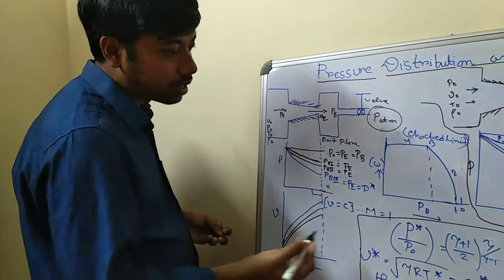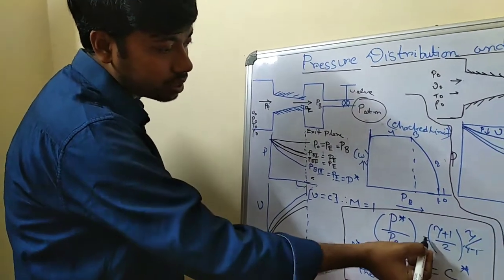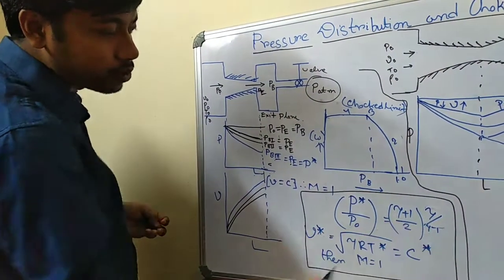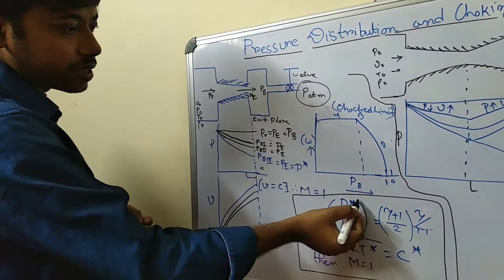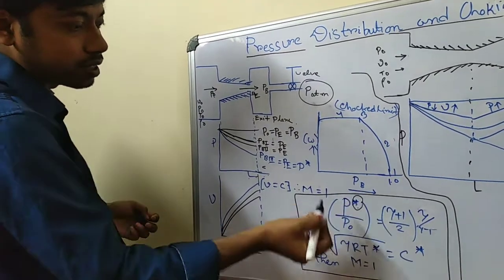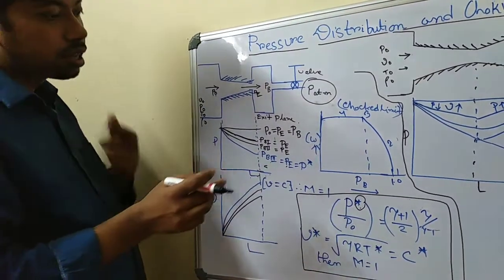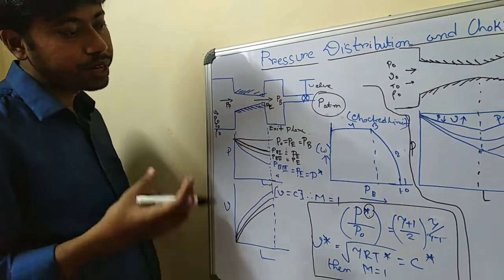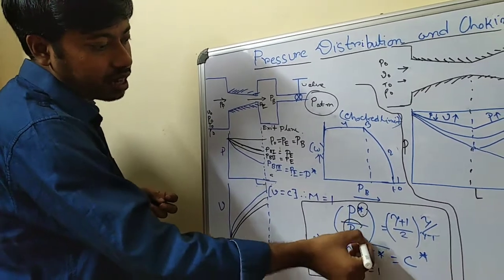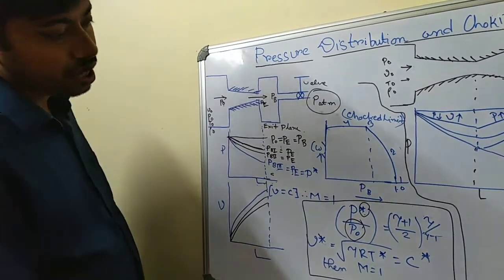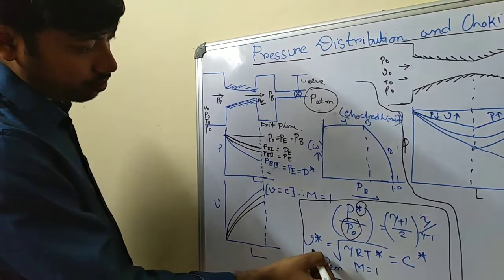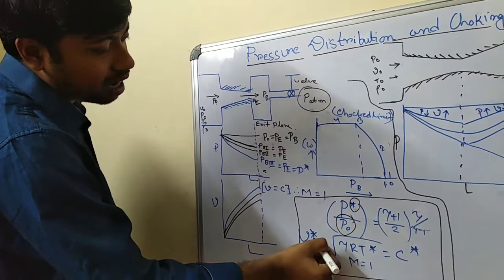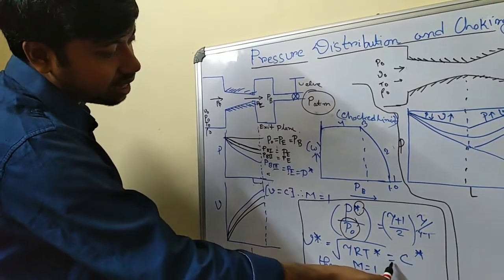And as you know, P star by P0 is equal to (gamma plus 1 by 2) to the power gamma divided by gamma minus 1. P star is the pressure at the throat section, the section where the maximum mass flow rate occurs, and P0 is designated as the stagnation pressure. Now V star, as you know, is the square root of gamma R T, and when you reach P star, V star, that will be T star, equal to C star.